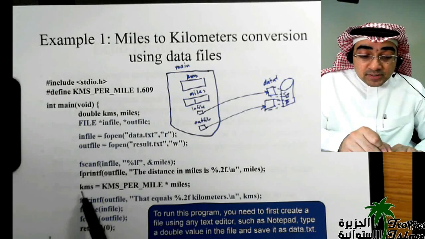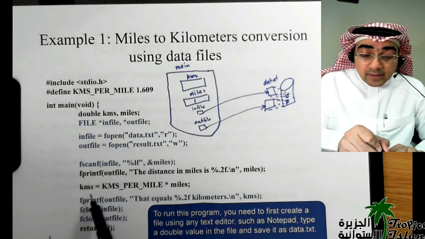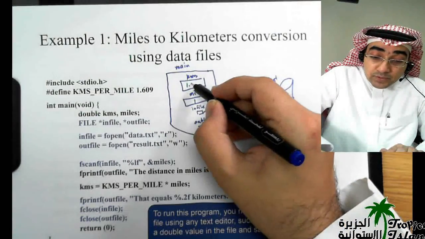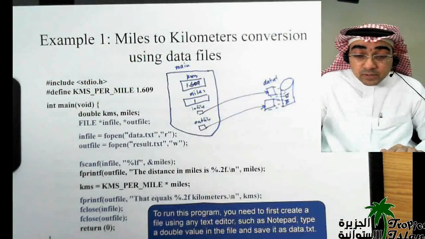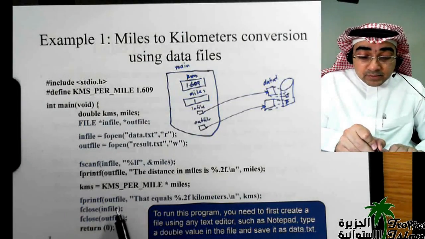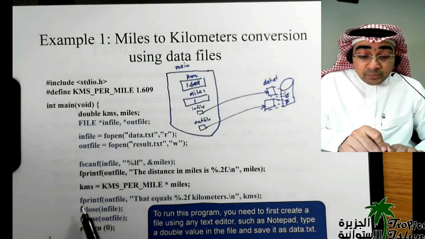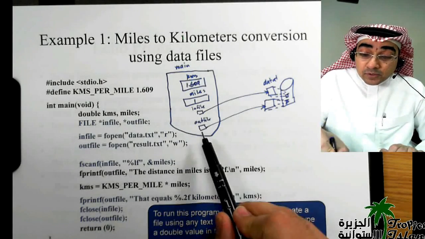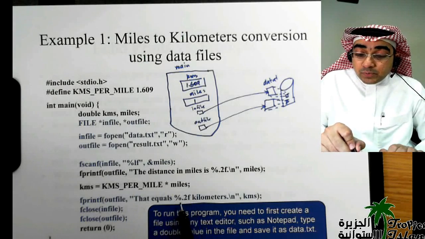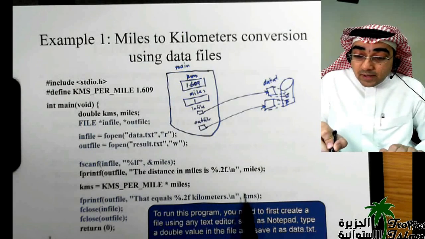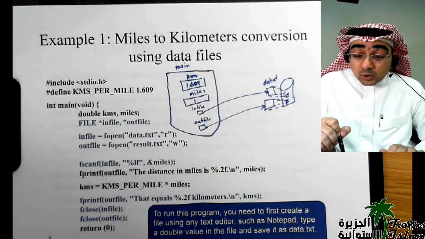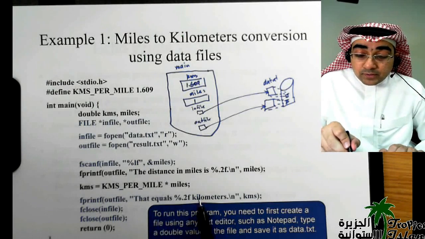And then I'm going to do the calculations. I calculate the KMS, using the constant that I have, and I multiply by miles over here. In my example, it will be 1.609, because 1 multiplied by any number gives you the same number, and that is stored in KMS. And then I fprintf, so I ask the computer to do another printf into the out file, which is the result.txt, and say that equals %.2f kilometers. So I take the value, which is 1.61 over here, and store it into the output of the result.txt.